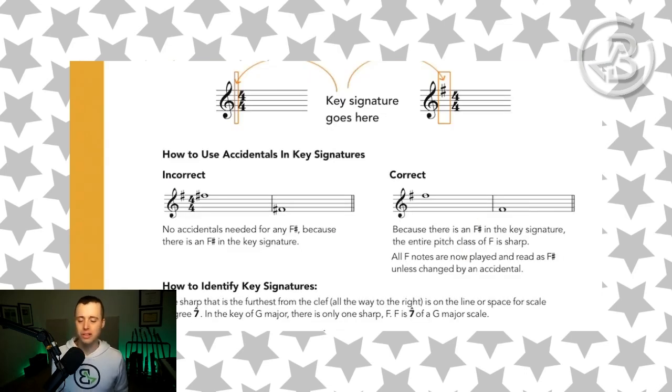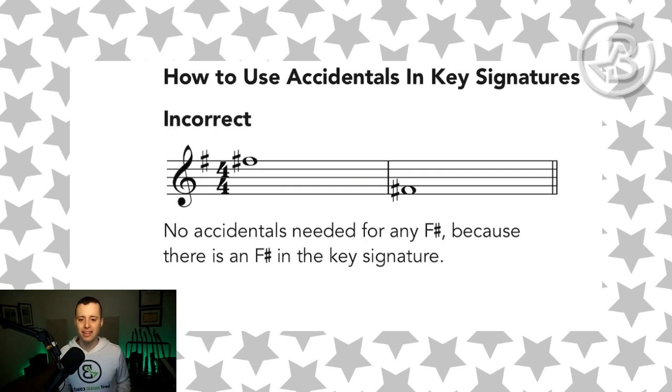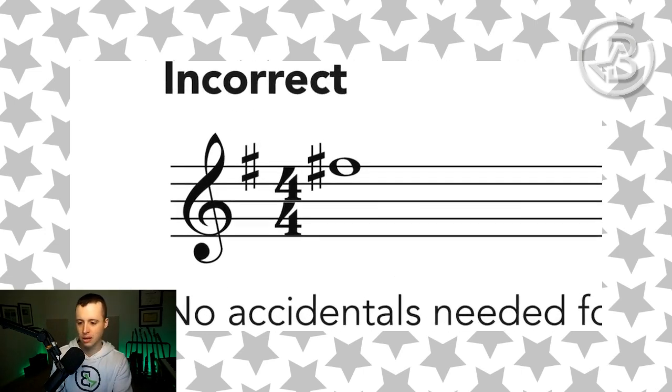In this lesson, we're going to be talking more about key signatures and specifically how and why you'd want to use accidentals when you already have an accidental in the key signature. So let's look at our incorrect example here. In our incorrect example, we have the key of G major. We know it's the key of G major because when we take all the notes of a G major scale, that's G, A, B, C, D, E, and F sharp, and we put them all in a bucket, the only note that we need to show as not being a natural note is F sharp.